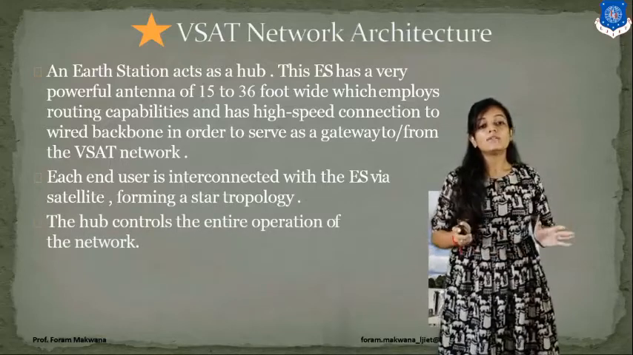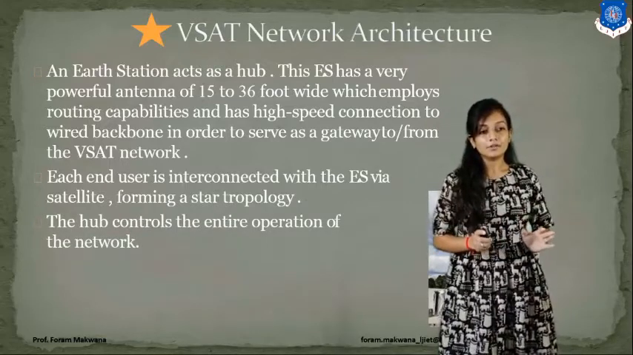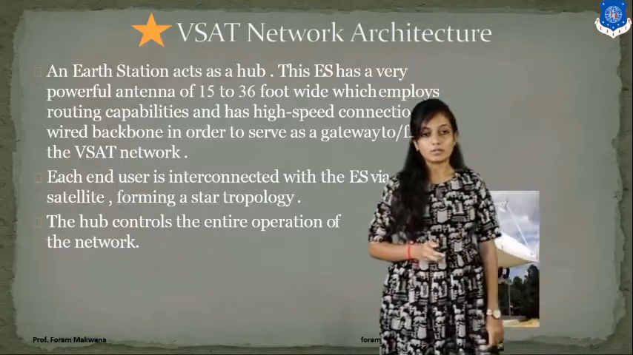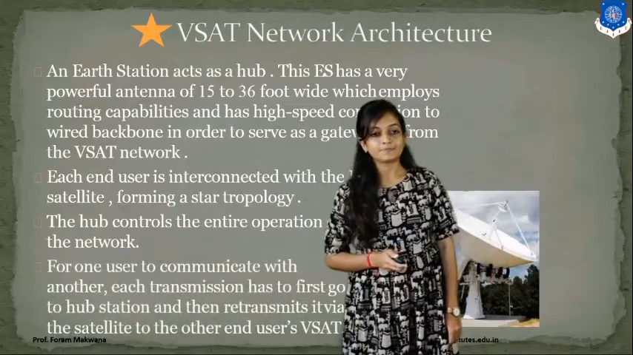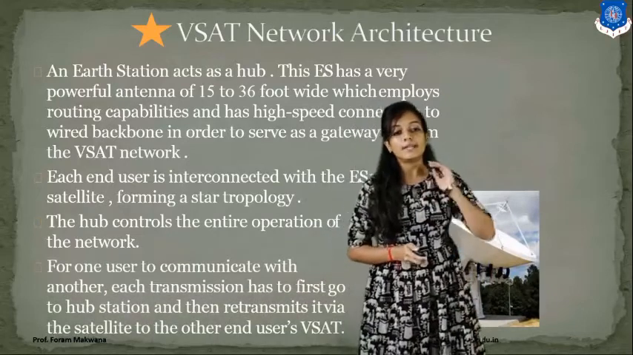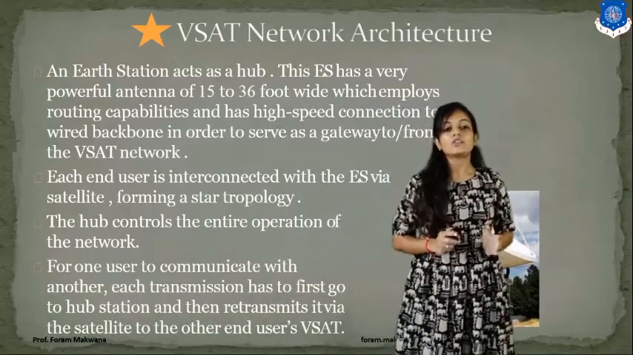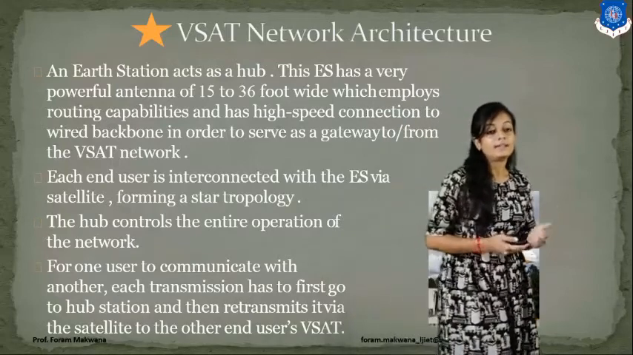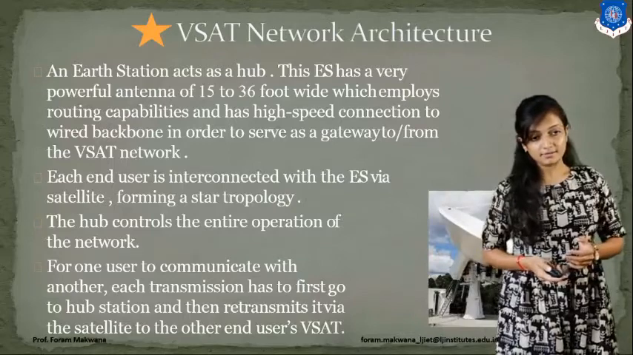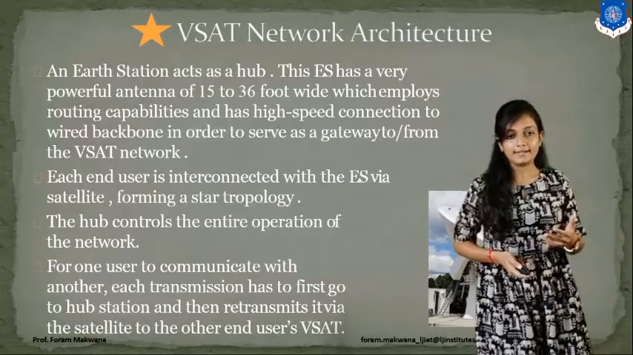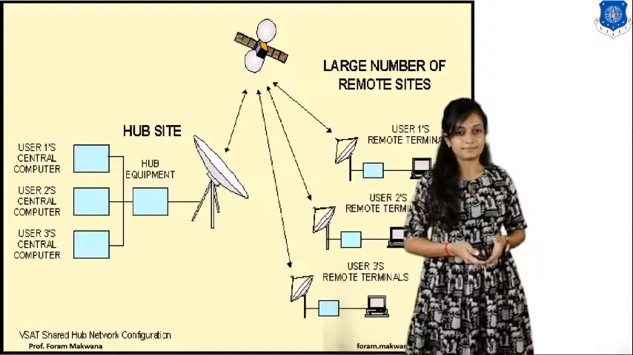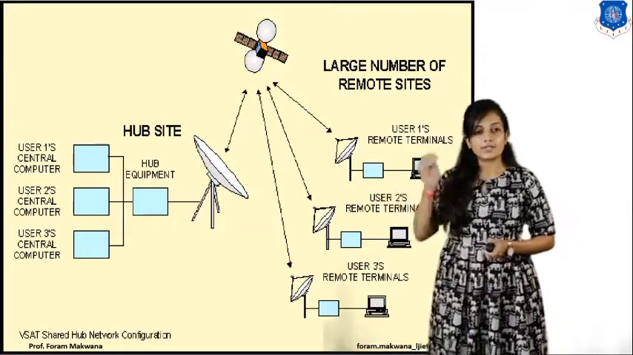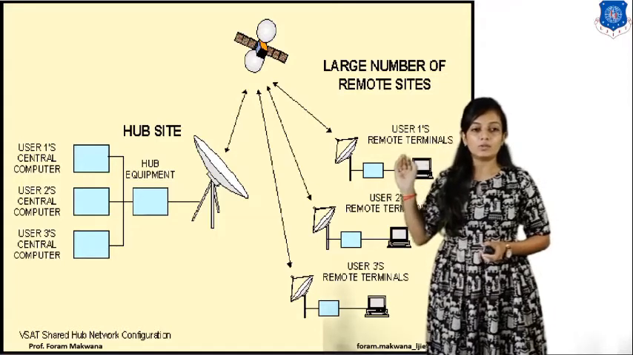So the controlling will be at the hub. It controls the entire operation of the network, right? So for one user to communicate with another, each transmission has to first go to the hub station and then it is going to be retransmitted via the satellite to the other VSAT. So this is the network architecture of VSAT, in which we can see over here.